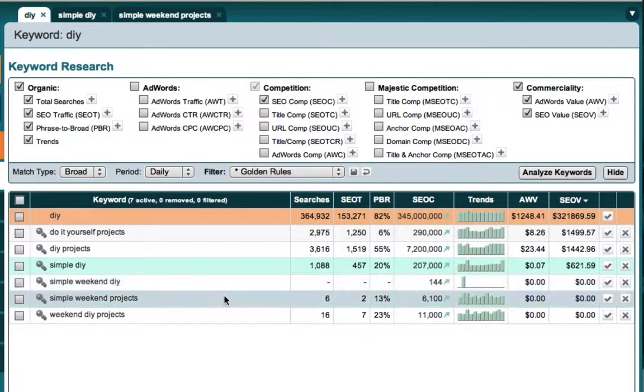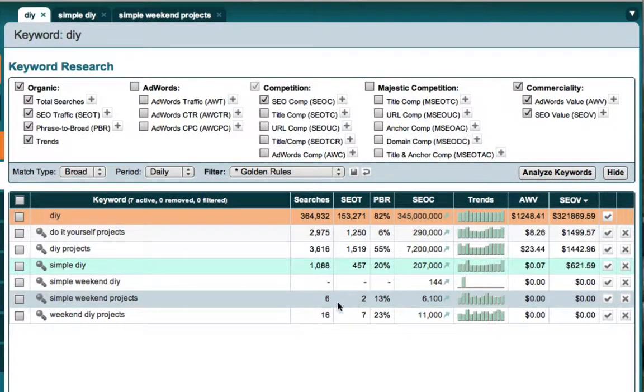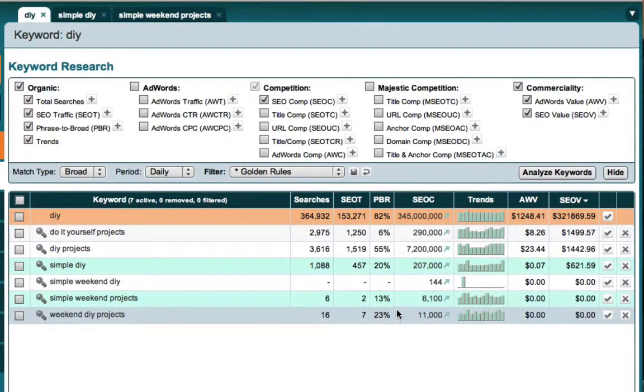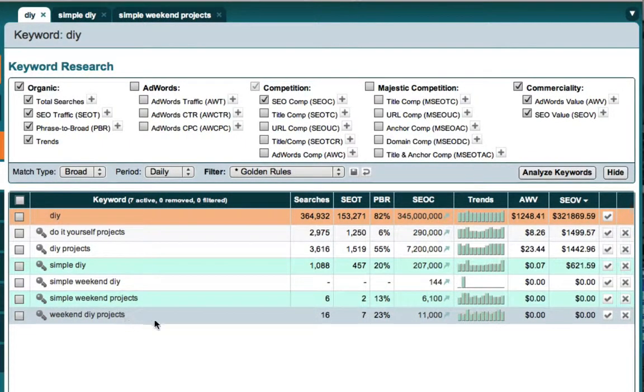Now looking at this other one, Simple Weekend DIY, that's not even available as a domain, so forget about that. But look at this one, Simple Weekend Projects. I've owned that domain for nearly 2 years and I just never did anything with it. After 2 years, I'm actually starting this thing. But look at this, only 6 searches. Only 2 clicks that I could possibly see on a daily basis, and only 13% of that 6 searches. I mean, this is nothing. Now the competition is pretty good, so I could run that. And then weekend DIY projects, so there's a lot to look at here.